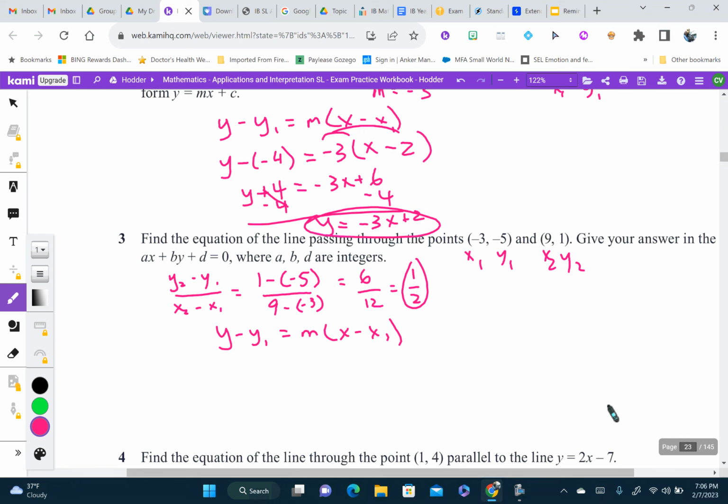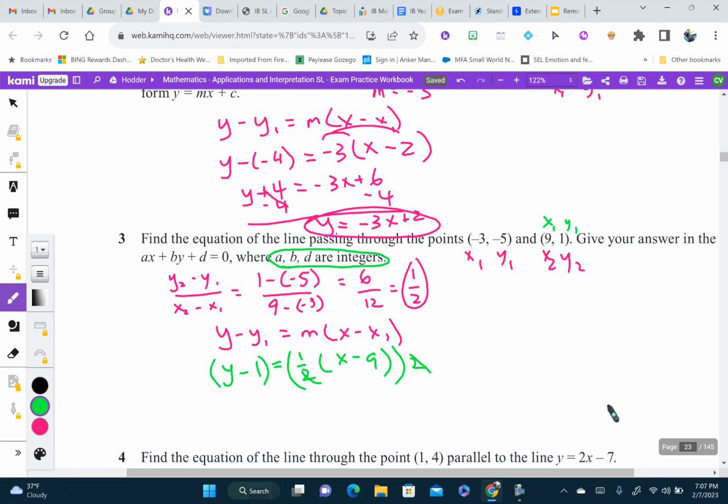Good. And I would just prefer to call, let me change the color real quick just so it's not confusing, x1, y1 here, because I prefer to work with positives. So you have y minus our y1 is 1 is equal to our m is 1/2, parentheses, x minus our x1 is 9. It tells us that a, b, and d have to be integers. That is important. So to get rid of this dividing by 2, I need to multiply this whole thing by 2, which allows us to cancel this out.